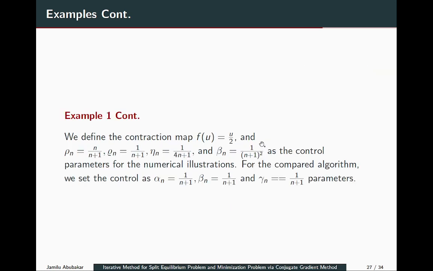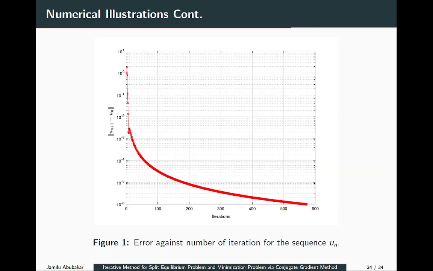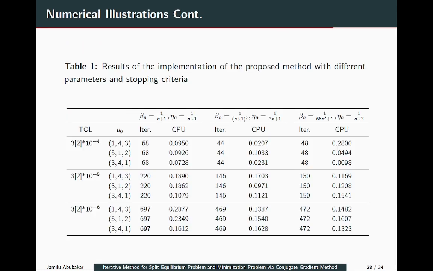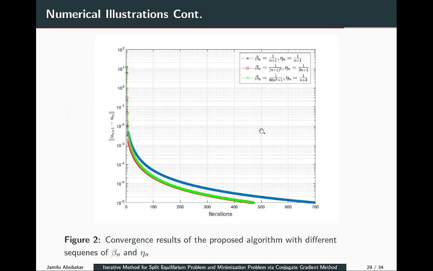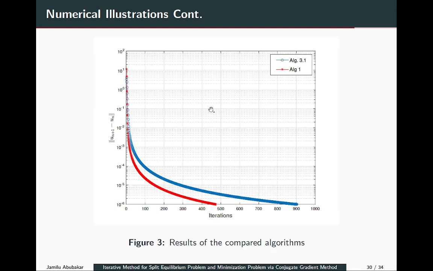Here, of the two compared methods, we denote the proposed method to be Algorithm 1 and the compared one to be Algorithm 3.1. Clearly here we can see this one converges faster than the compared algorithm, and it has fewer errors in terms of the tolerance here.